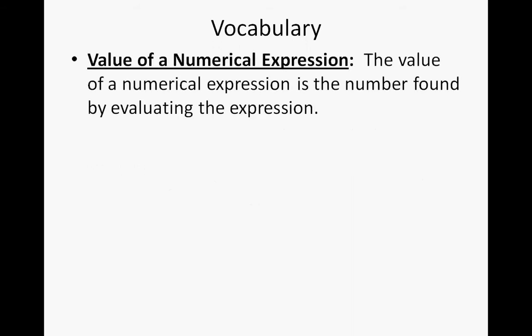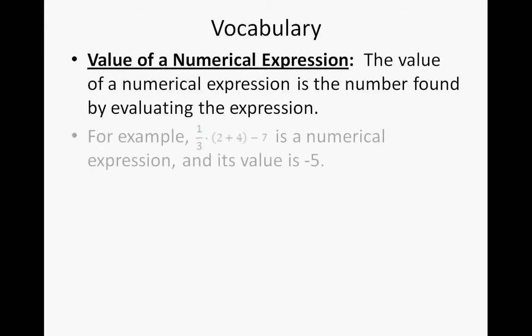The value of a numerical expression is the value of the number found by evaluating that expression. So simplifying it down to one value is that value of a numerical expression. For example, 1/3 times the quantity of 2 plus 4 minus 7 is a numerical expression and its value is -5.